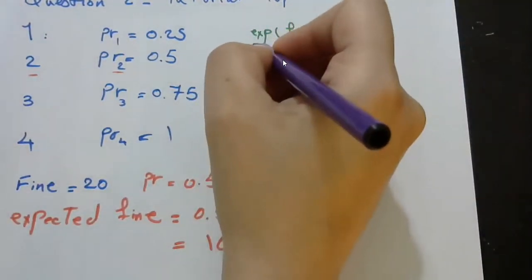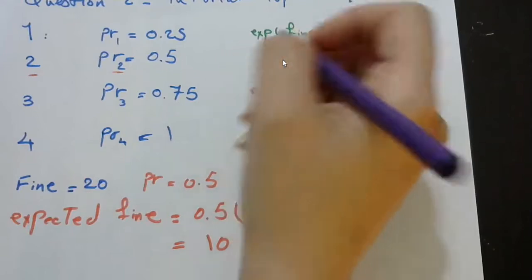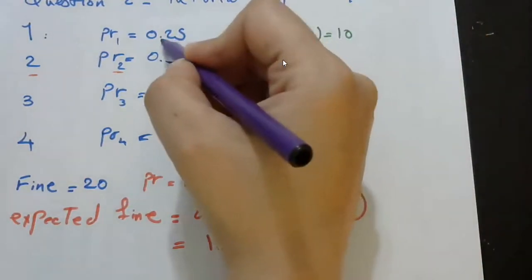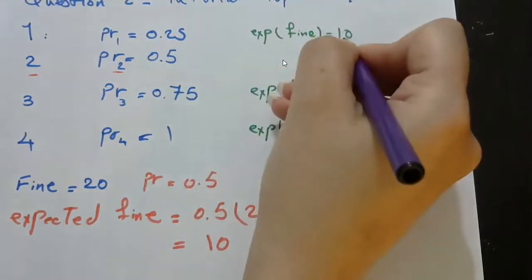What should I write? How much? 2.5. 2.5 is the probability, right? The probability of being fined. So we know that the expected fine is 10.